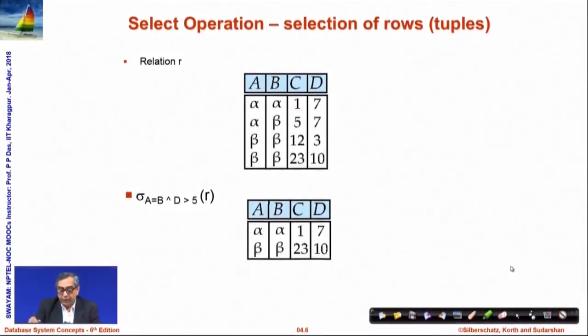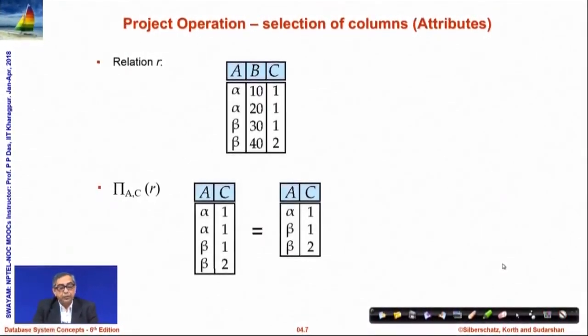Let us move on and look at the next one, called the projection operation. Select chooses a subset of the rows; projection projects a set of columns from the original relation. This is quite straightforward to see. It is written with the notation pi, and then you write the columns that you want in the result of the projection. So, you say this is A, C.